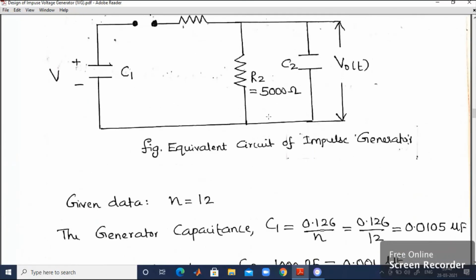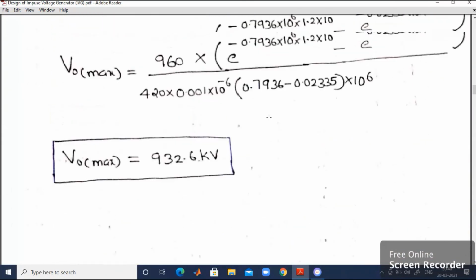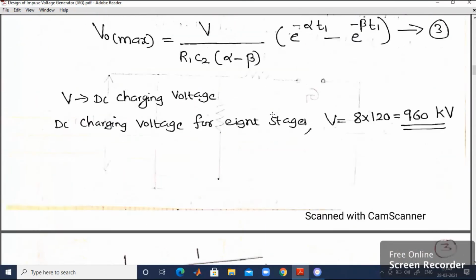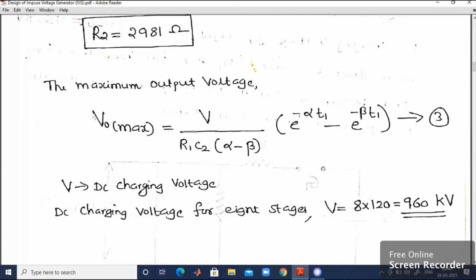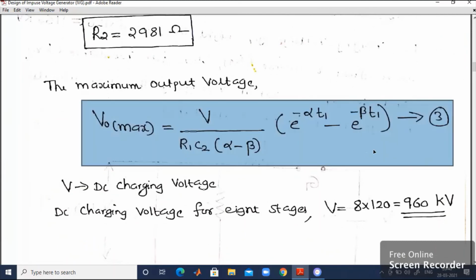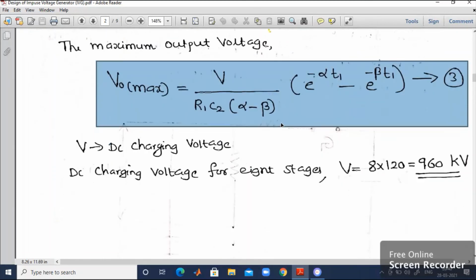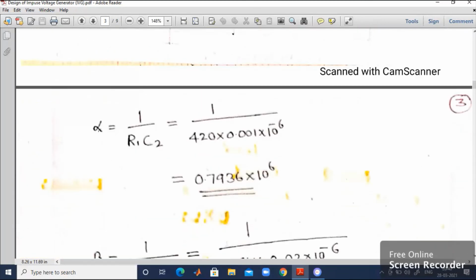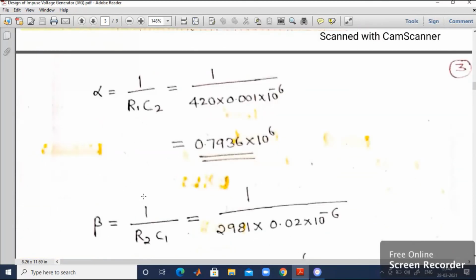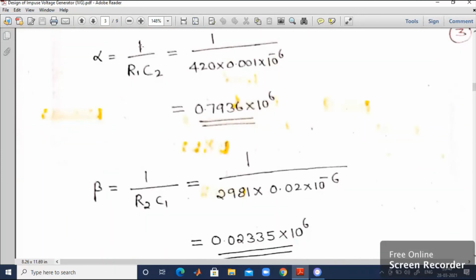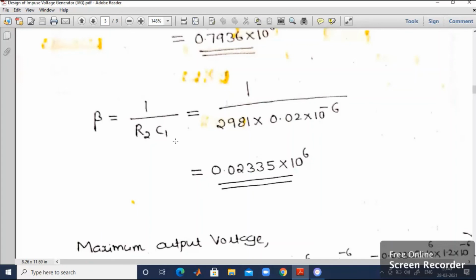Later on I explained how to calculate the maximum output voltage. Using this expression, you can compute the maximum output voltage. Please do remember this expression. Then from this expression, how to calculate alpha and beta. There is another expression: alpha is equal to 1 by R1 C2, beta is equal to 1 by R2 C1. So this expression also will help you to compute the maximum output voltage.